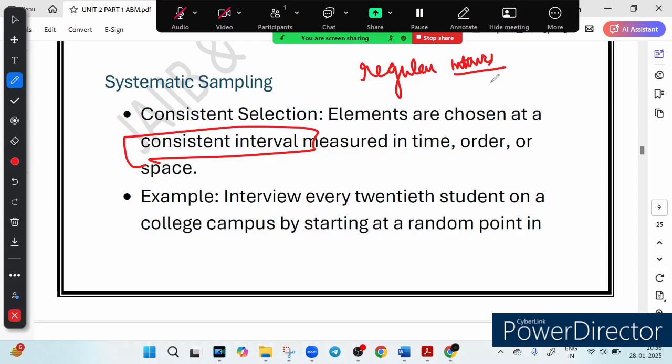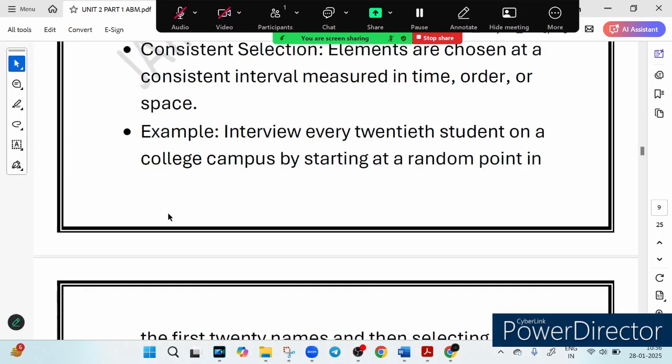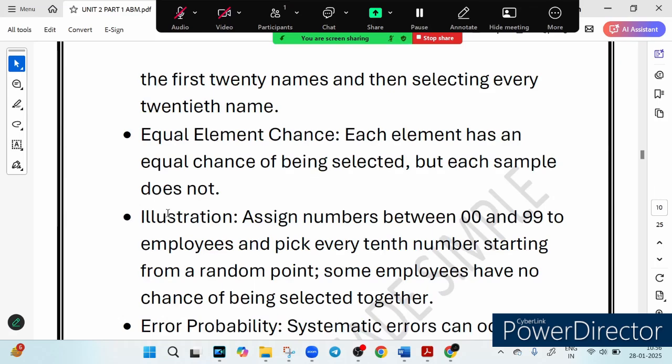Again, what you did was start at a random number in the first 20 and then choose every 20th student. So the 20th student you choose, the 40th student, the 60th student, right? Basically you are interviewing every 20th student. This method comes in handy because it ensures that you consistently cover the population.